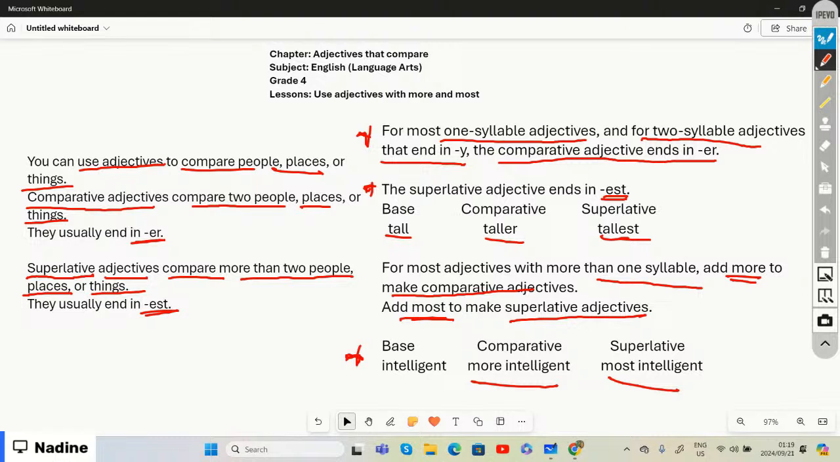All right. So these are adjectives that compare, and we said adjectives that compare, right? They compare people, they compare places, or they compare things. That is adjectives that compare. We have comparative adjectives, and that is adjectives that compare two people, two places, or two things, and they usually end in er. And then we have superlative adjectives.